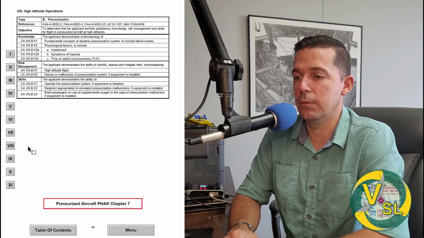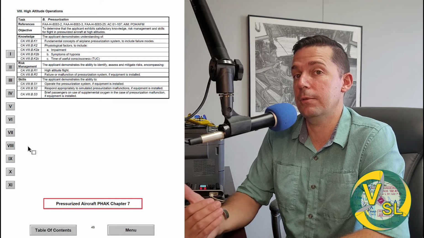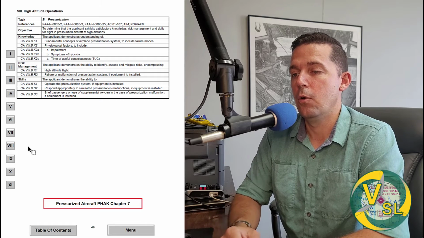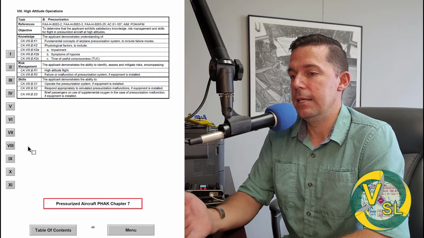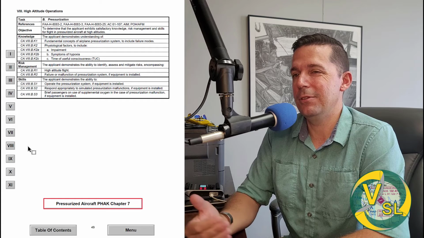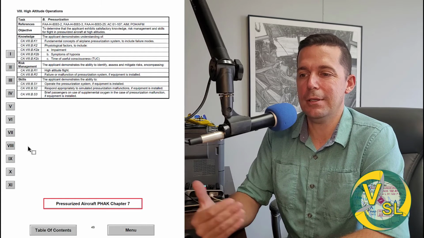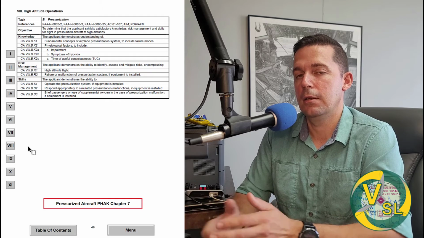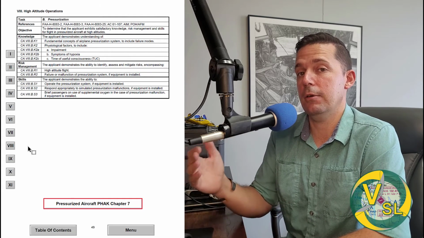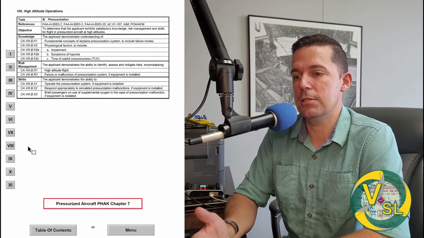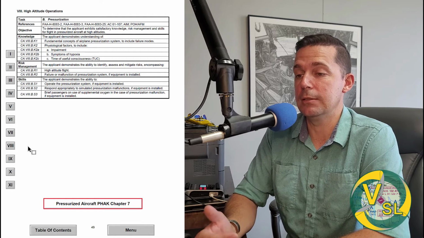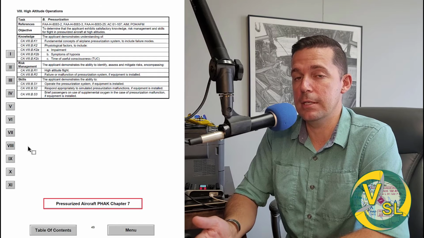So this is one where it's not really applicable if you're in an airplane that doesn't have a pressurization system. We may ask about that in the oral, but if you don't have your high altitude endorsement, I'm not going to test you on this because you haven't necessarily been trained to check ride standards on how a pressurization system works. Now, if you bring an airplane that is pressurized, we're most definitely going to cover these items.